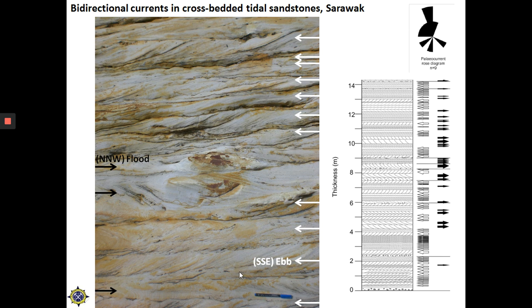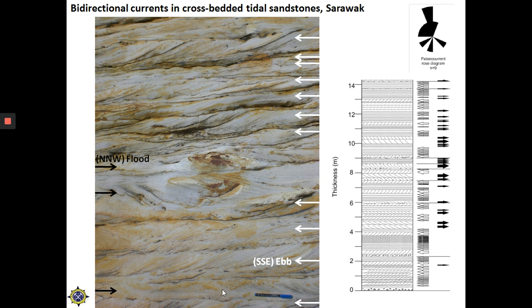And if you look at the individual beds, they are made up of sandstones with crossbeds. If you look at it bed by bed, you notice that the orientation of the crossbeds alternates. Some of them are dipping towards the north-northwest, marked in black here, and some of them are dipping towards the south-southeast. And this seems to be the dominant one because it has the highest frequency. So we interpret this as representing two opposing tidal currents.